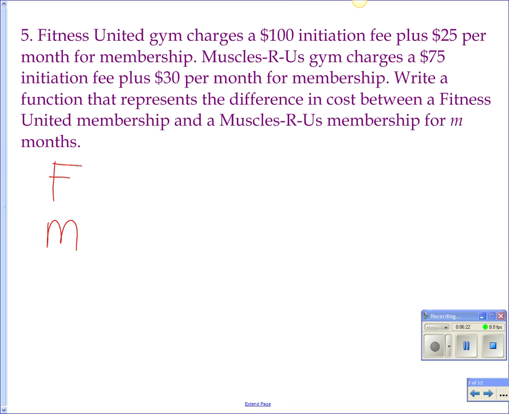What else? So we'll start with 100, and then we'll add the 25 per month. So we'll put 100 plus 25M. Anybody have a question about that first step? Okay. Abby, tell me about Muscles R Us. What can I write for that?